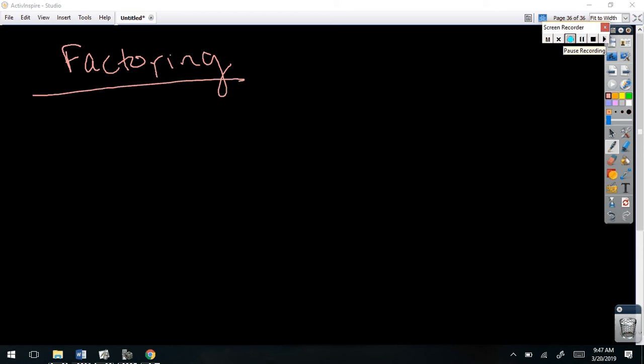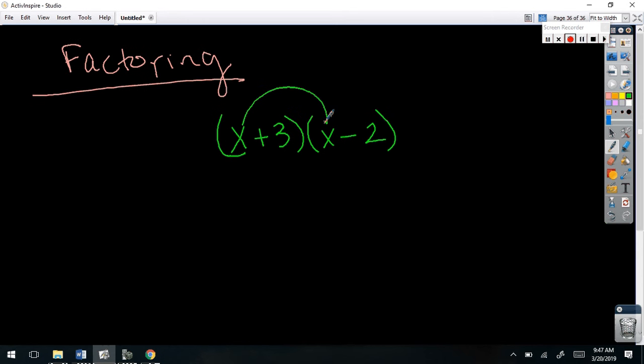All right, factoring. Before I teach you factoring, I need to explain what factoring actually is, okay? We've had plenty of times when we would have something like this, and I asked you to multiply it. When you multiply it, what do you do? Distribute, right? We take the x and we distribute through. What is x times x? What is x times negative 2? What is 3 times x? And 3 times negative 2?